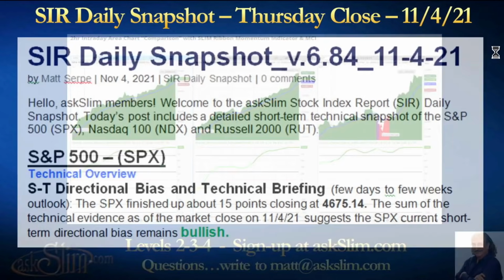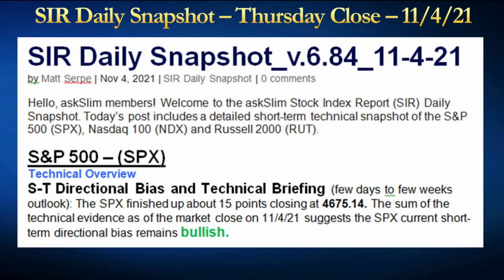Every single day, Matt puts out a technical overview of the S&P 500, the NASDAQ, and the Russell with all of the important conditions, all of the important levels. This is just an example of the one that he posted yesterday, just to show you what it says in here: short-term directional bias and technical briefing. All of this suggests the S&P current short-term directional bias remains bullish. So I just wanted to share that with you.